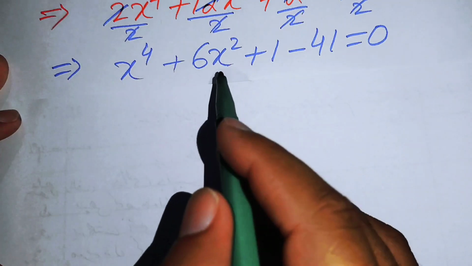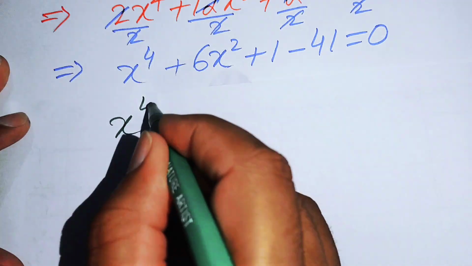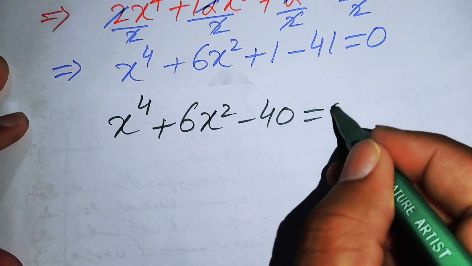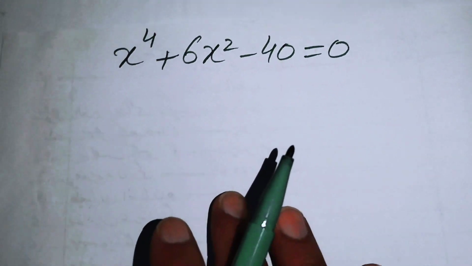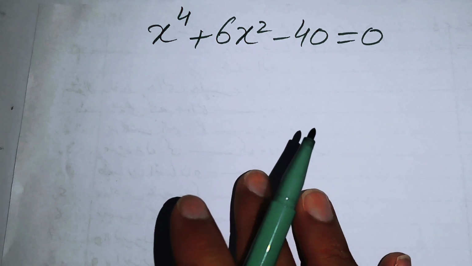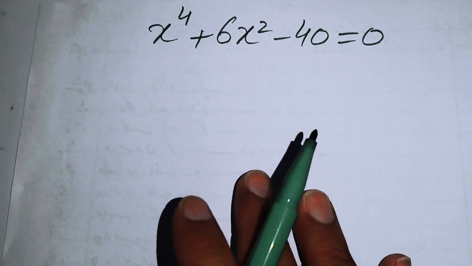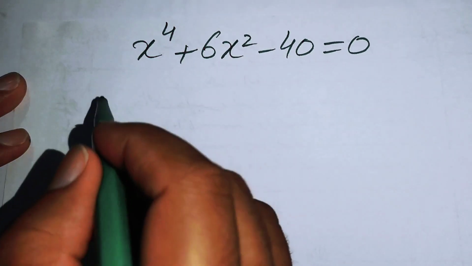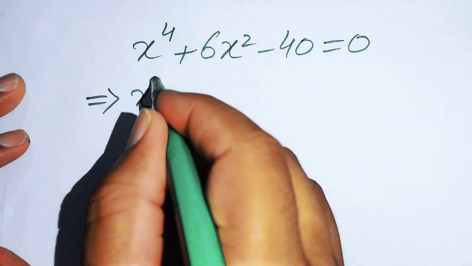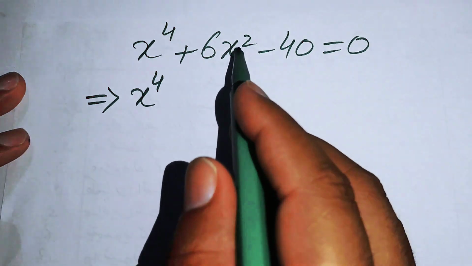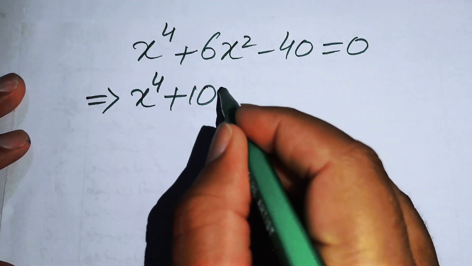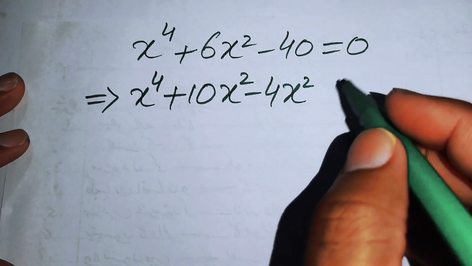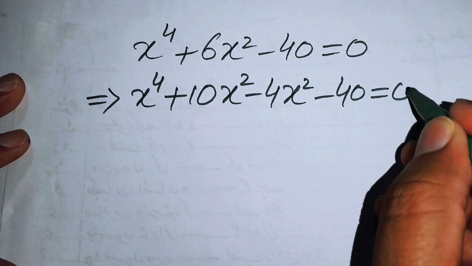After this step we will simplify these terms, and you get x to the power of 4 plus 6x² minus 40 is equal to 0, and this is the fourth order equation. And now we can easily make the factors of this fourth order equation. So here we need any two numbers whose product is 40 and whose sum is 6, so that I can write here x to the power of 4. I can write this 6x² as plus 10x² minus 4x², because 10 minus 4 is equal to 6, x² minus 40 is equal to 0.